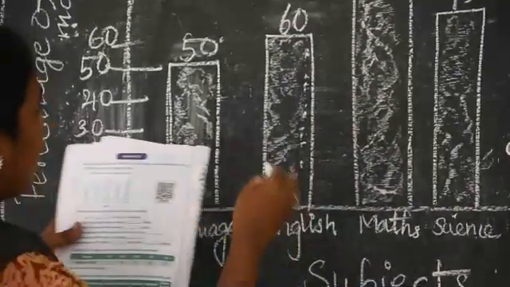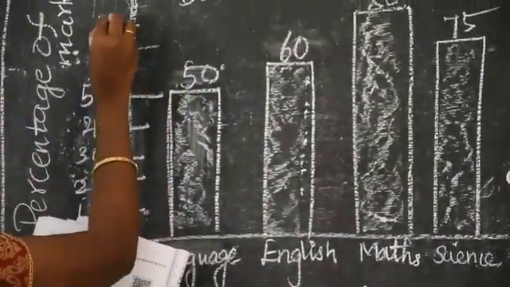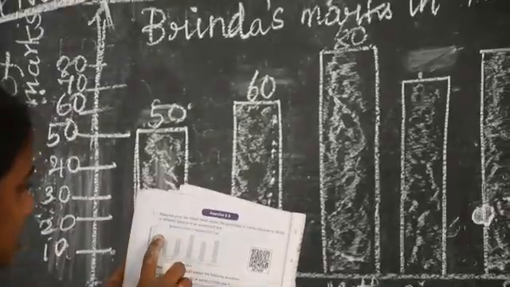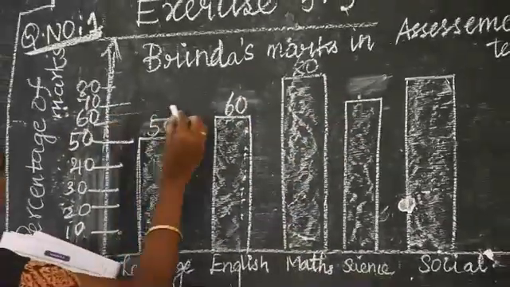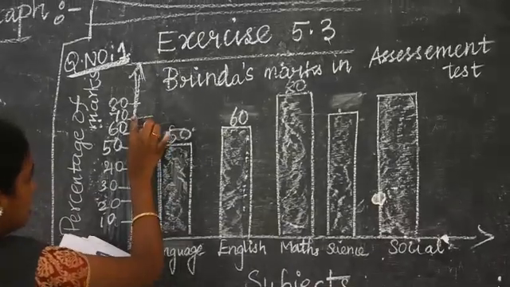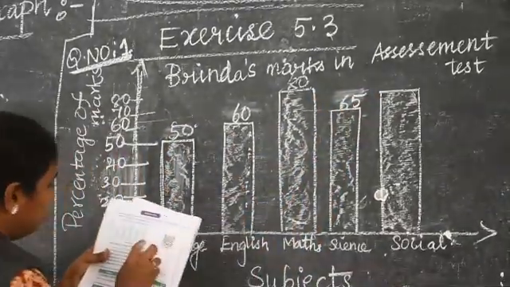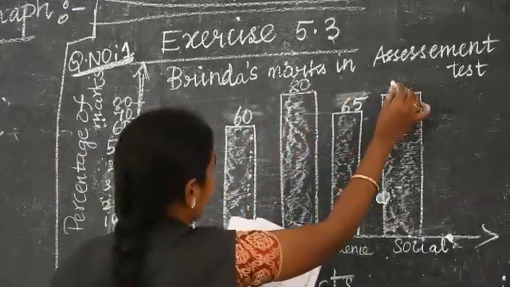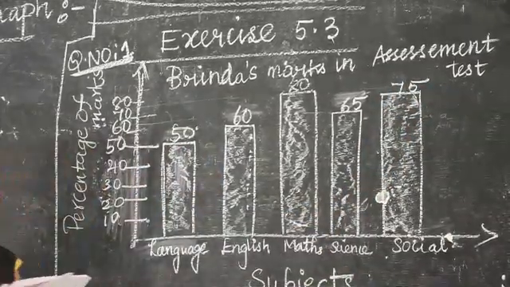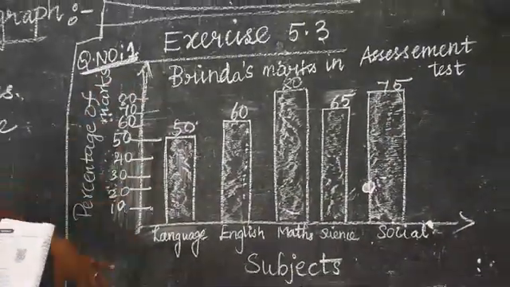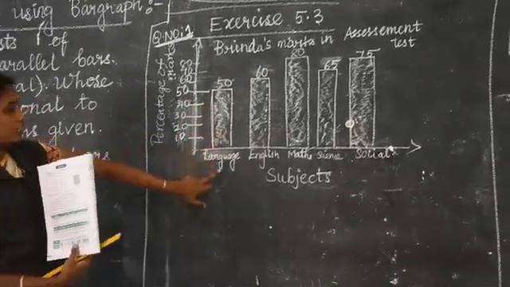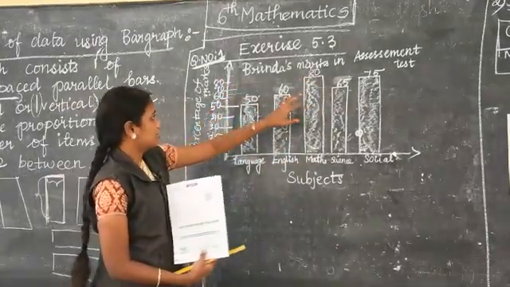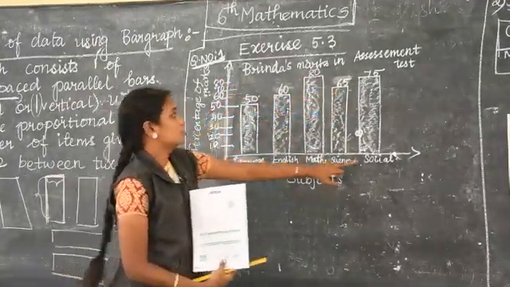Next, maths. Maths is given near to 80. Next, science. Science is given near to 65, so in between 60 and 70. Next, social science is given in between 70 to 80, 75. So you can observe the book. Since I have done it wrongly, don't mistake me. Here language is given for 50, English is given for 60, maths is given for 80, science is 65, social is 75.